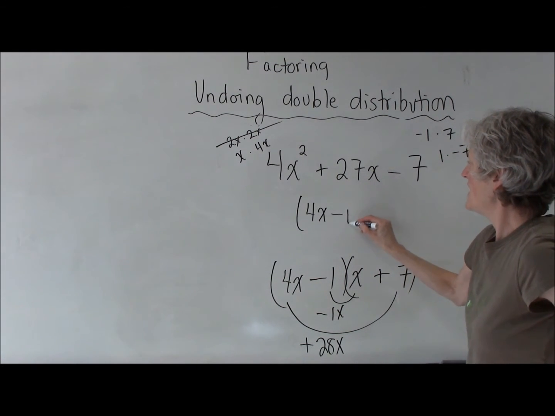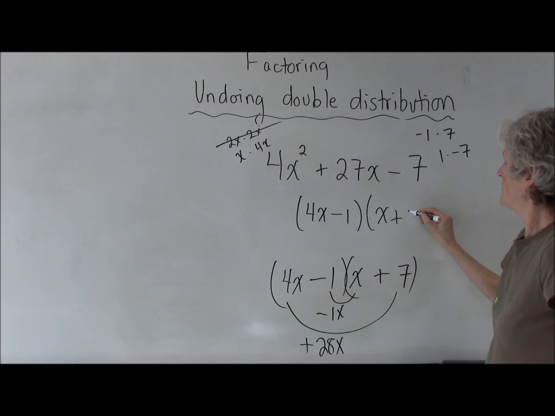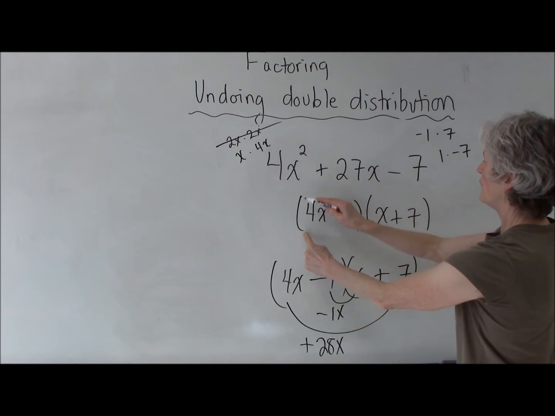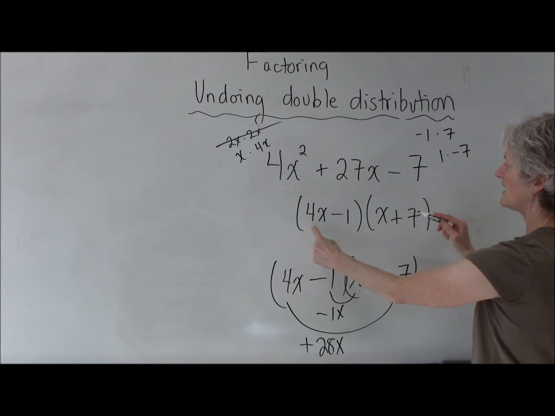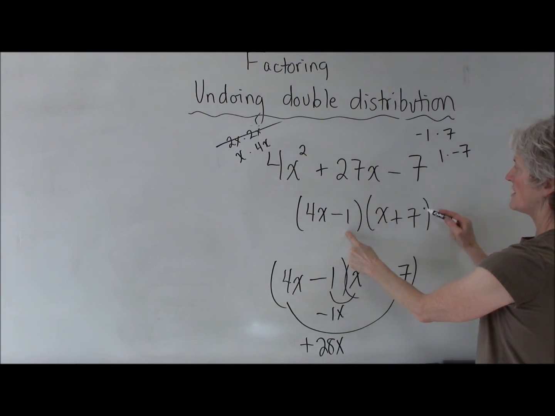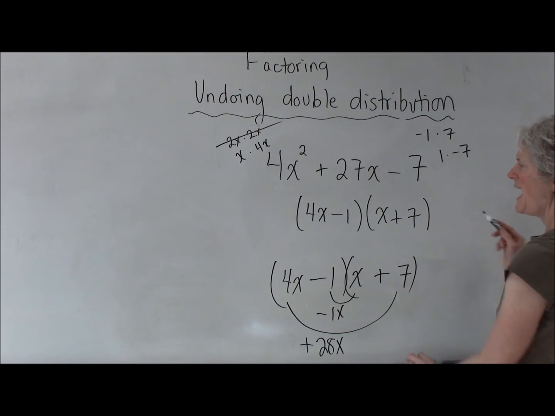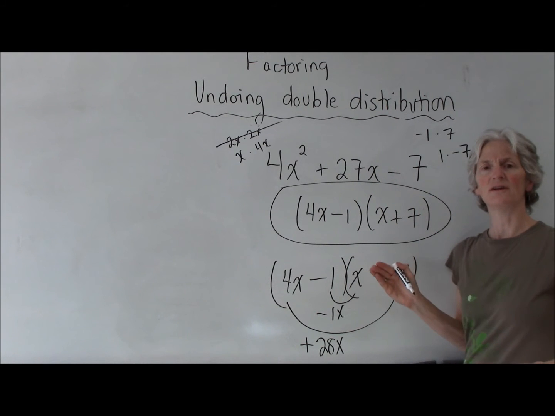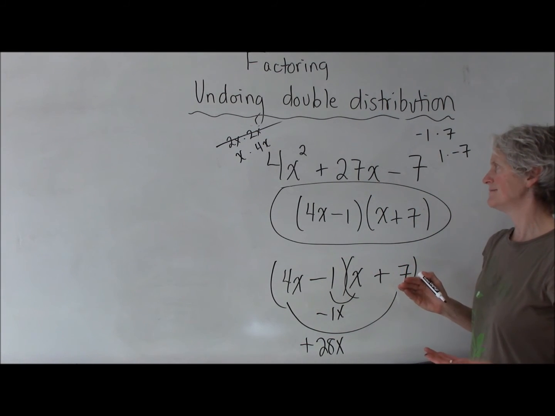Let me just rewrite it up here. 4x times x, 4x squared. 4x times 7, 28x. Minus 1x, there's your 27x. Negative 1 times 7, negative 7. And there was much rejoicing. You have factored that trinomial.